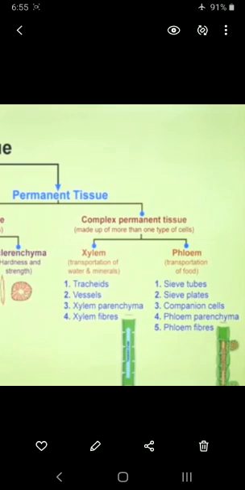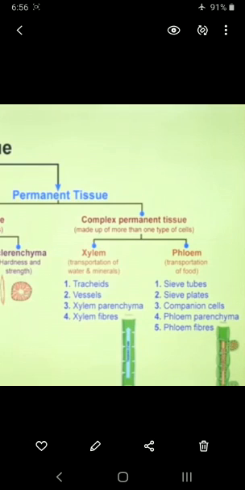Next is the complex permanent tissue. Complex permanent tissues are divided into two categories: xylem and phloem. As you know, xylem is present in the roots, and phloem is present in the leaves. Xylem has four types: tracheids, vessels, xylem parenchyma and xylem fiber. Next, phloem has five types: sieve tubes, sieve plates, companion cell, phloem parenchyma and phloem fiber.